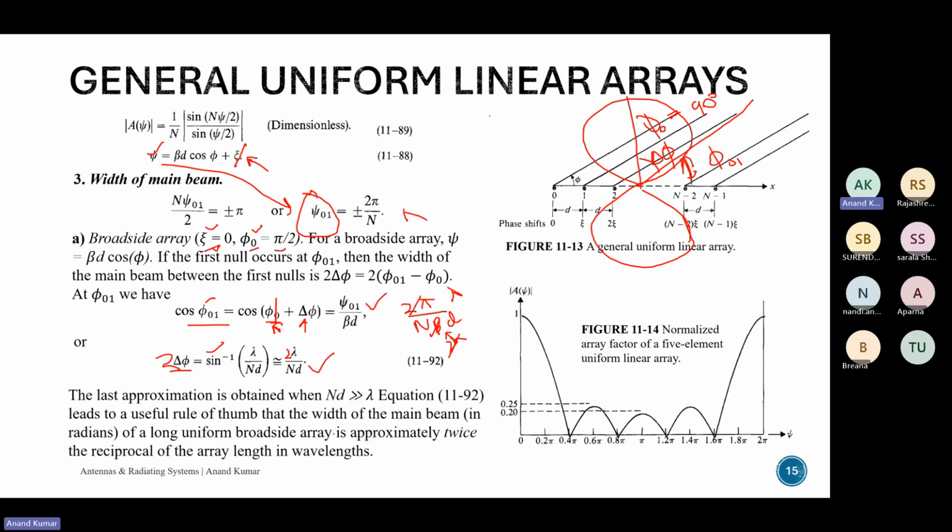This is approximately twice the reciprocal of the array length in wavelengths. So nd is the array length, and lambda is the wavelength, so 2 lambda by nd is twice the reciprocal of the array length in wavelengths. This is something which was in the textbook, which seemed nice to read. I'll pause over here. This is how we calculate the width of the main beam for a broadside array, which is 2 delta phi, and 2 delta phi is equal to 2 lambda by nd.